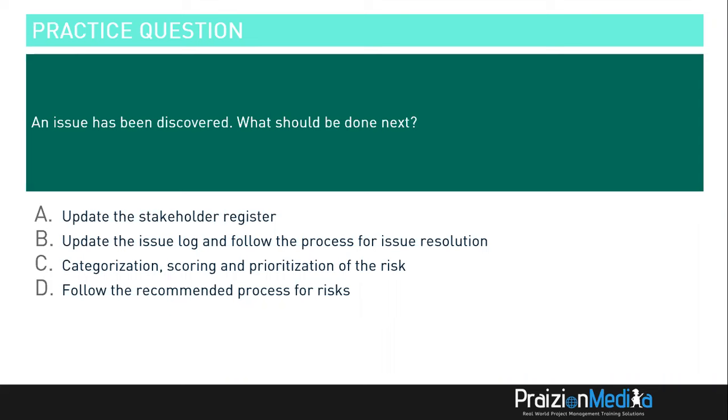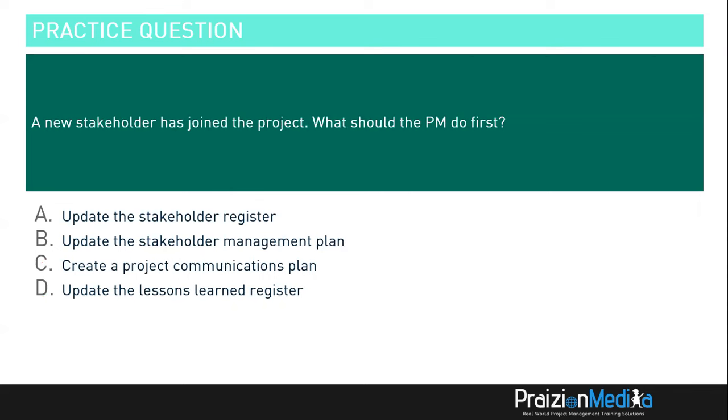So an issue has been discovered. The first thing to do would not be A, that's kind of like a bonus giveaway, right? B, update the issue log and follow the process for issue resolution. Not bad because it clearly says it's an issue. So it wouldn't be anything to do with risks here. And therefore the best option is B. All right, that's why the answer is B, my friends. Let's move on to the next one.